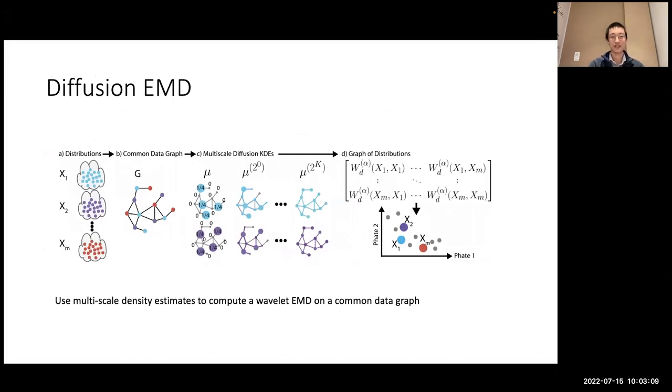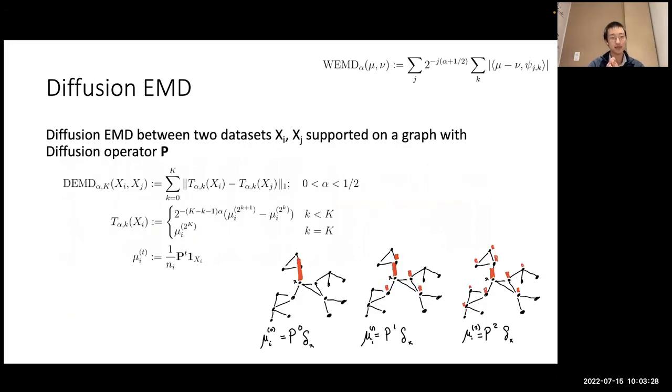So this is a way of doing EMD on graphs instead of on real spaces or on trees. And so the interesting thing here is that you are still using multi-scale density estimates, still multi-scale wavelets, but they're wavelets on graphs instead of on Euclidean space. So this is really the same thing, but it's a different embedding function, right?